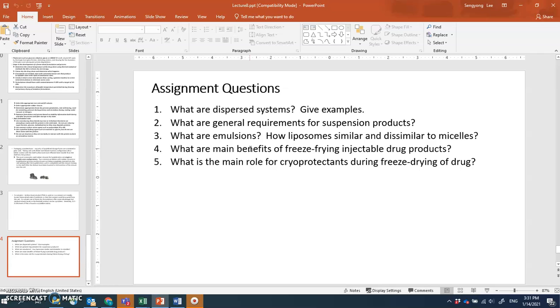And what is the main role for cryoprotectant during freeze drying of a drug? Cryo, again, is a protectant against denaturation during freezing process, right? And the lyoprotectants are used during the drying process. Okay, so cryoprotectant, normally what do they do? They substitute water molecules when water molecule is frozen, and they go in there and protect the drug molecule. Okay, so that's that.